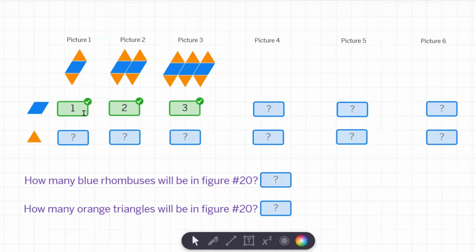So take note, 1 plus the common difference of 1 is 2. 2 plus the common difference of 1 is 3. So 3 plus 1, this is 4. And 4 plus 1, this is 5. And 5 plus 1 equals 6.